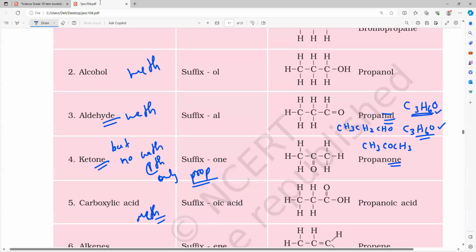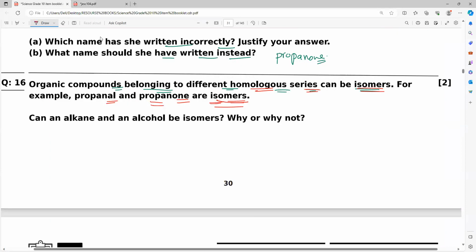So same chemical formula but different structures. So I can say propanol and propanone are both isomers. Will you all agree with me, guys? Same chemical formula but different physical structure. Yes or no? Different properties. Clear, guys? Do you understand what I'm saying? Propanol and propanone are isomers because they have the same chemical formula.